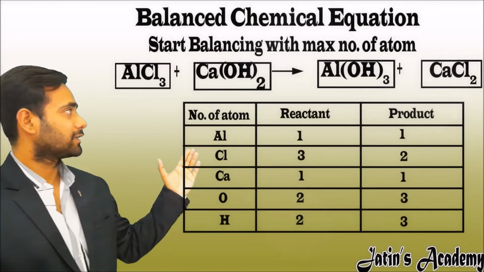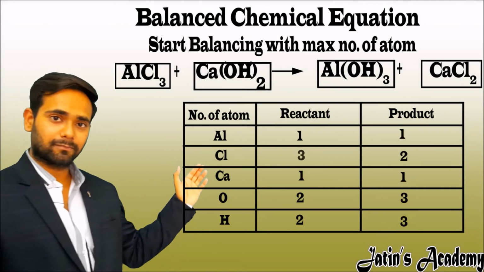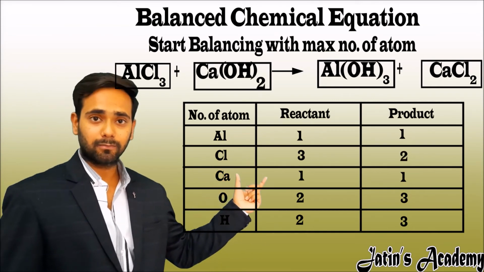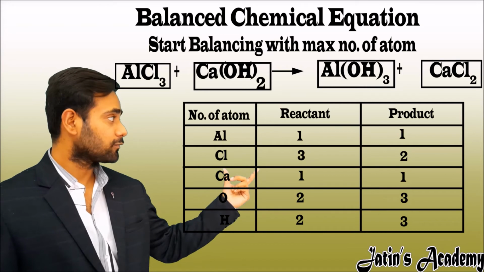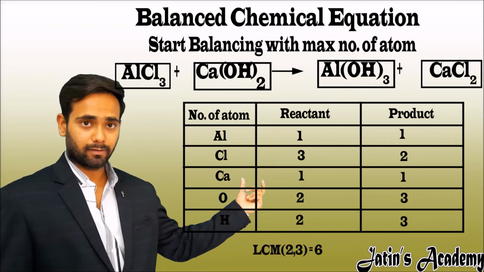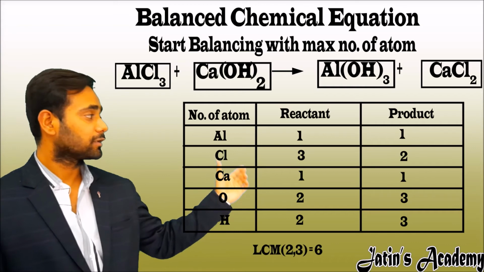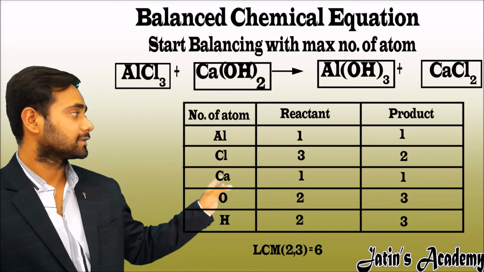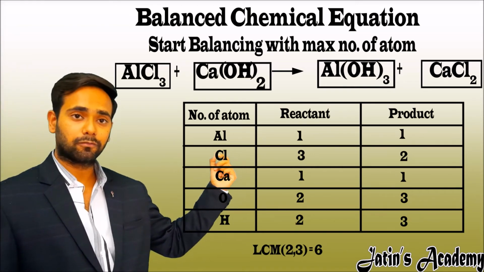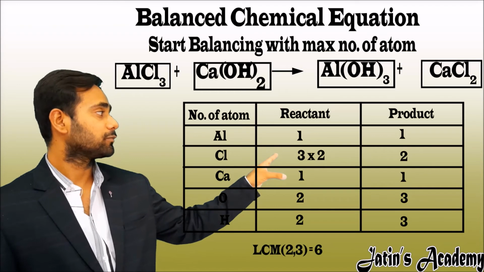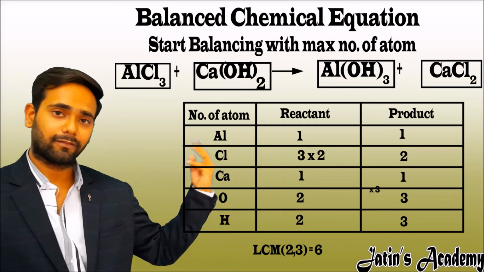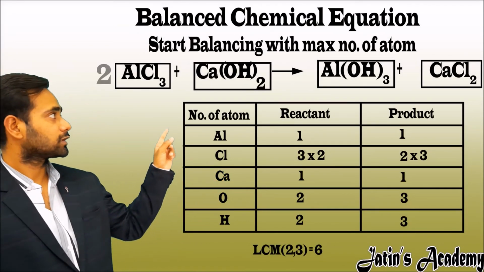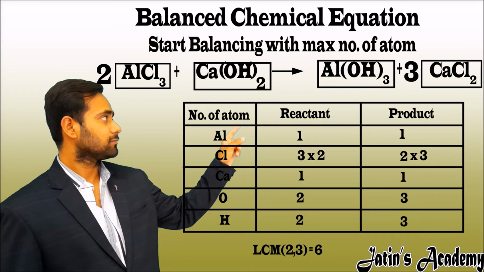Now to balance the chlorine atoms, here on the reactant side the chlorine atom count is 3 and on the product side it is 2. So we can't make them equal by simply multiplying with a number. First of all take the LCM of these numbers and make them equal to the LCM. How? The LCM of 3 and 2 is 6. In order to make 6 on the left hand side we have to multiply with 2, and in order to make 6 on the right hand side we have to multiply with 3. So we multiply 2 with aluminium chloride and 3 with calcium chloride.